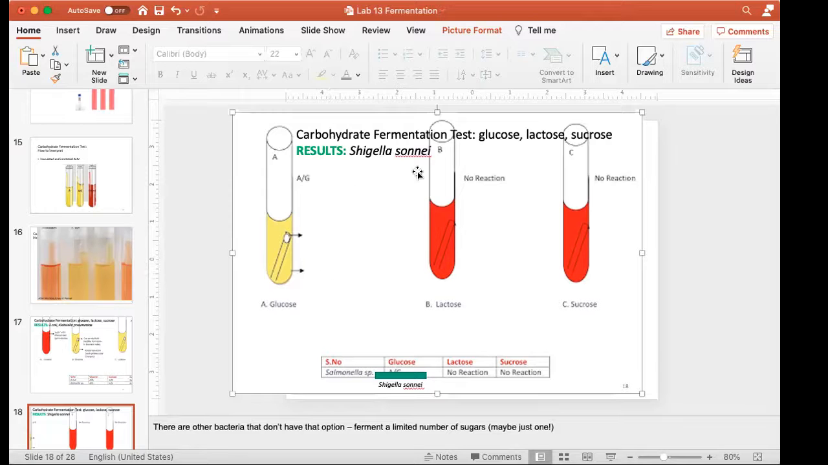Now, what about lactose and sucrose? Well, these tubes are still red, and there's no gas in the Durham tube. This is a negative result for carbohydrate fermentation. This is an organism that's capable of fermenting. It's capable of fermenting glucose, but it doesn't have the ability to get glucose out of lactose. It doesn't have the ability to get glucose out of sucrose.